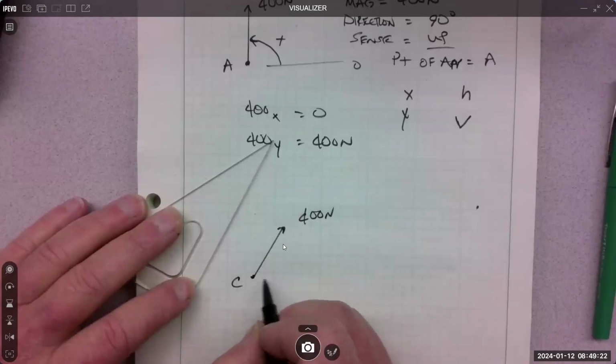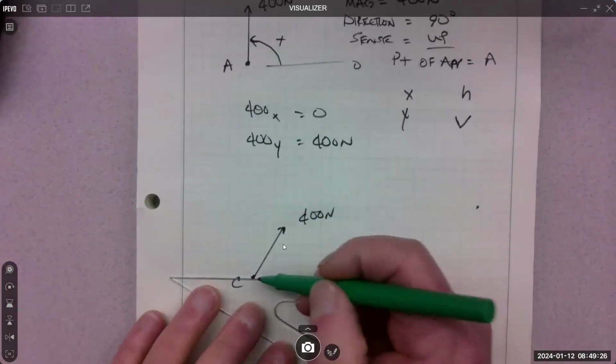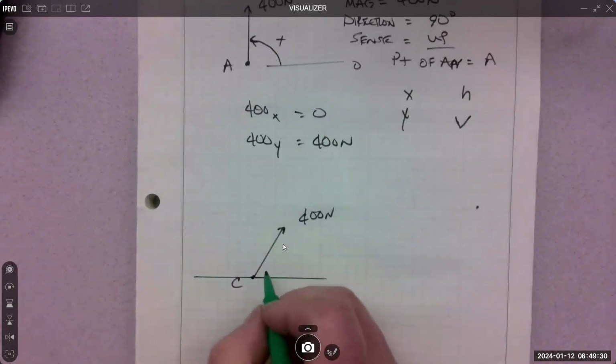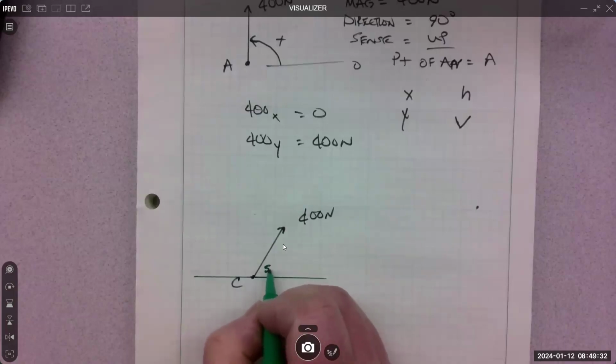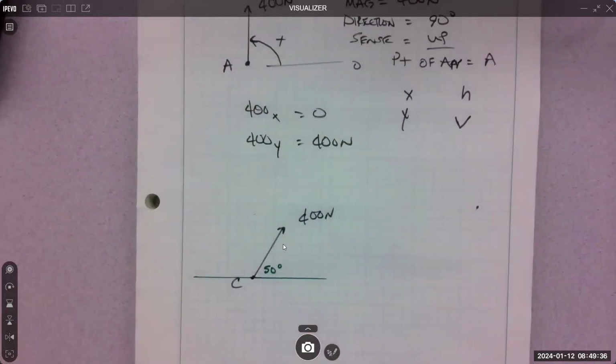Now, if we stick a vector like we normally get them, which is off at some angle, point C, and it's coming off of who knows what, but we'll just put the ground here. And we'll say it's at 50 degrees, right? So every vector has two components. It's an X and a Y component. It's the effects of that vector.